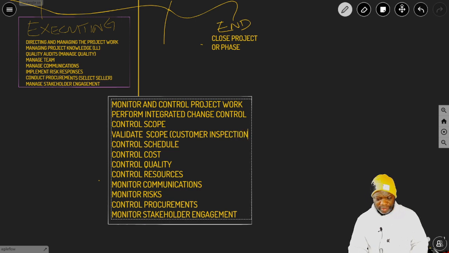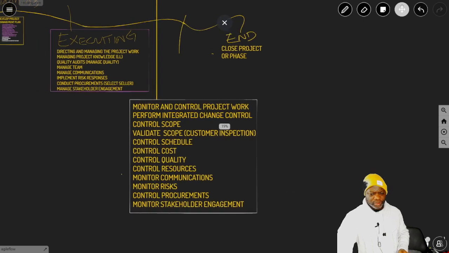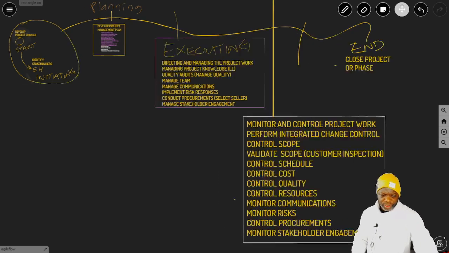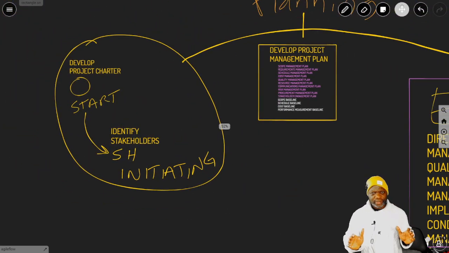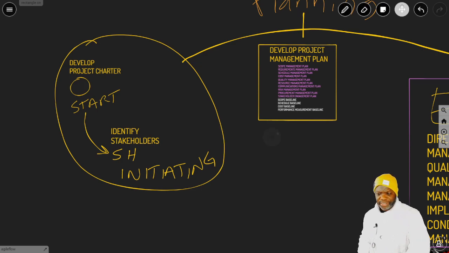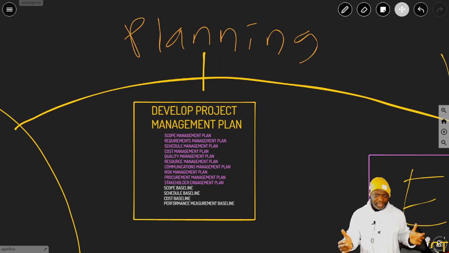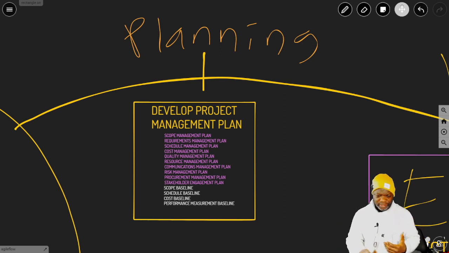All right, and we're around about 15 minutes, my friends. It's not a bad duration to at least understand the PMBOK guide and its direction. So to round this up, the first thing that happens, project charter is developed, stakeholders are identified. Then we begin working on our project management plan. We use whatever we've got available to begin crafting the plan.